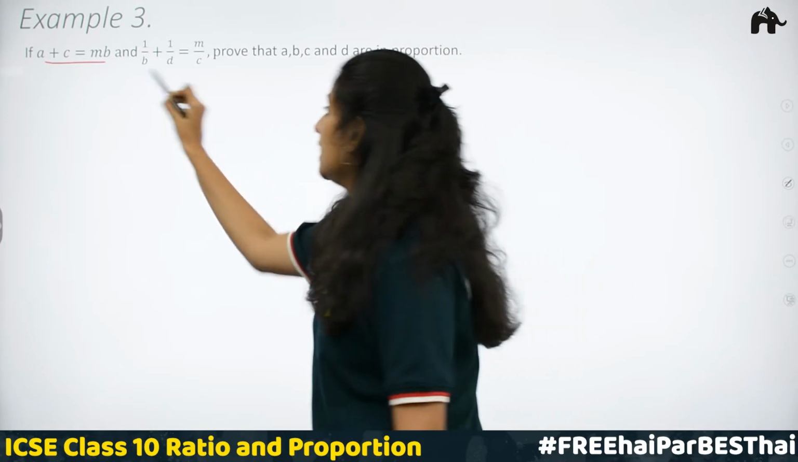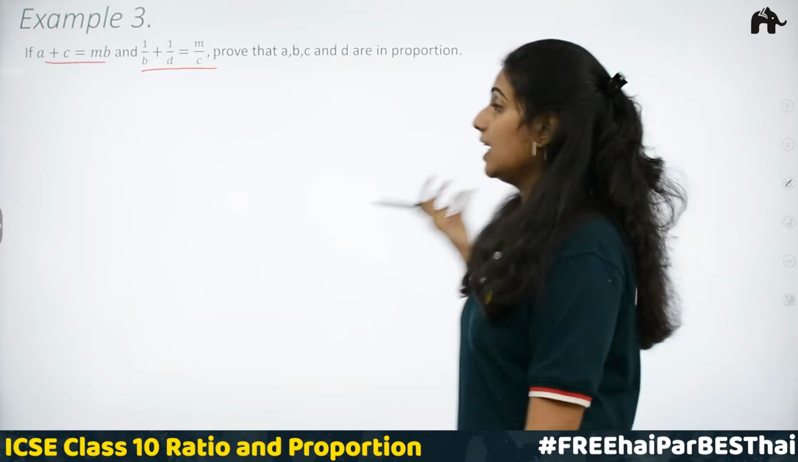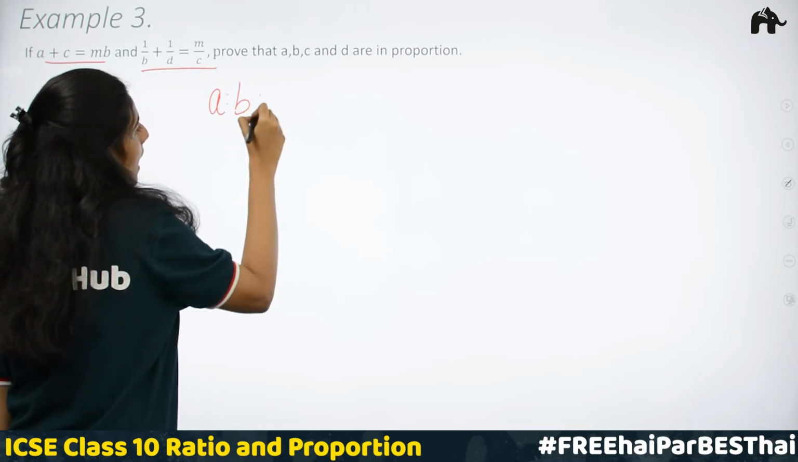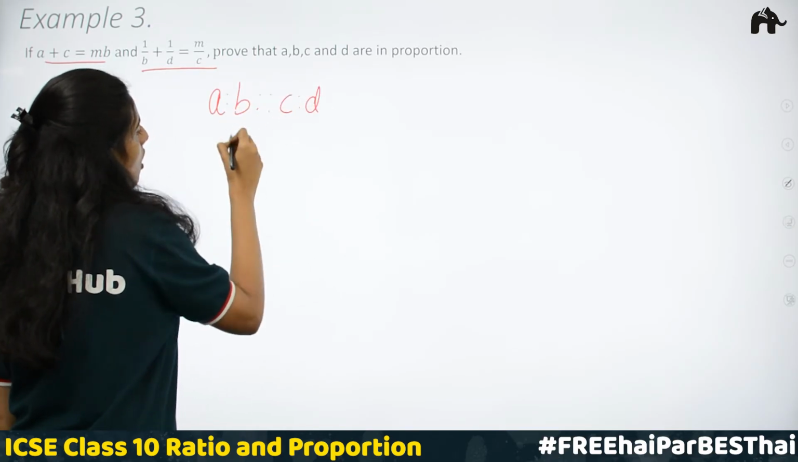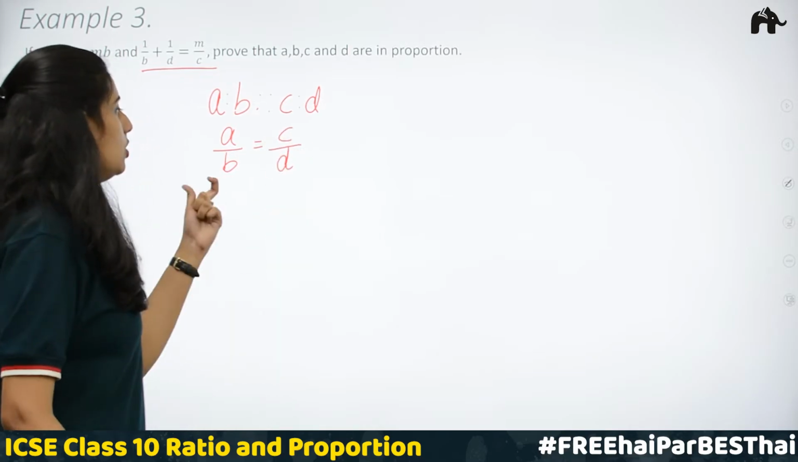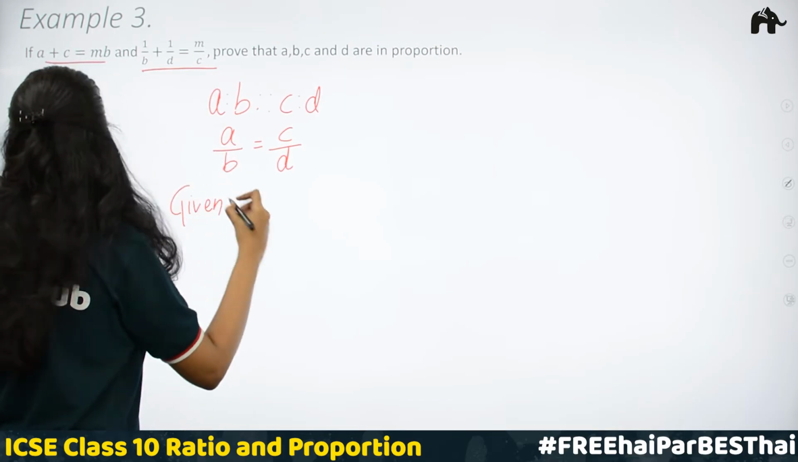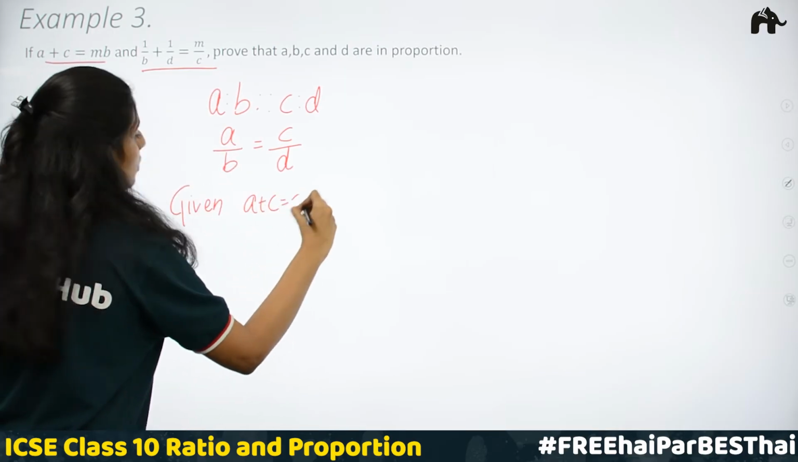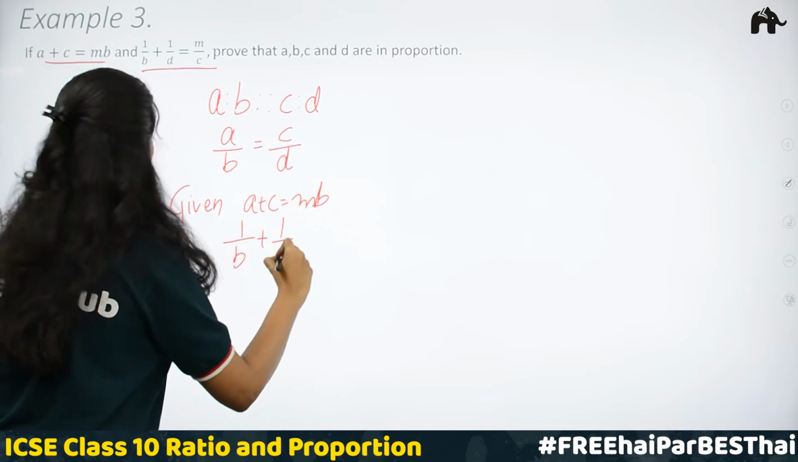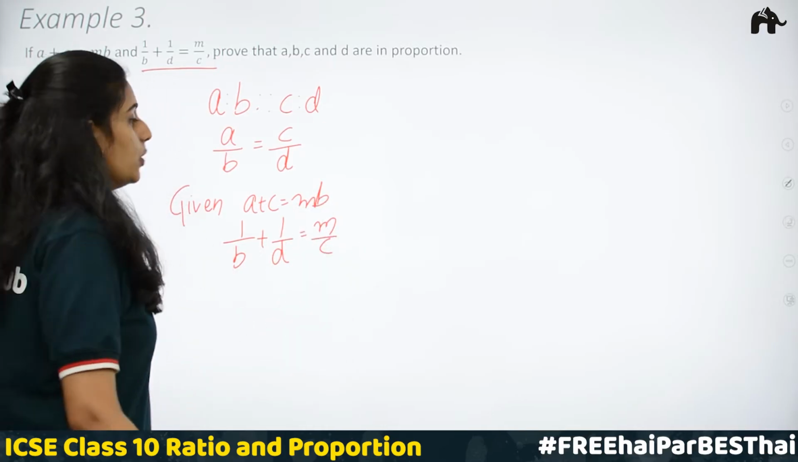Example 3. If A plus C is equal to MB and 1 by B plus 1 by D is equal to M by C, prove that A, B, C and D are in proportion. When do we say these terms are in proportion? We should get the form A is to B as C is to D, or A by B is equal to C by D. We need to get this form. Here it is given A plus C is equal to MB and 1 by B plus 1 by D is equal to M by C.